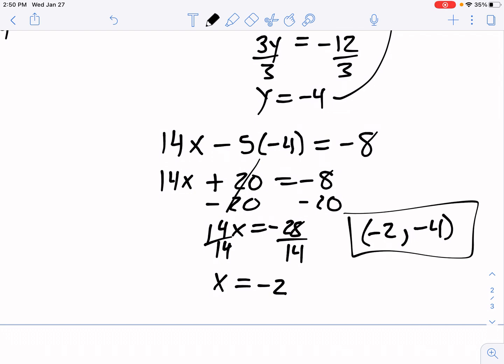Okay? So that's how we're going to solve elimination by multiplying by a constant first and then creating our opposite coefficients. Okay?